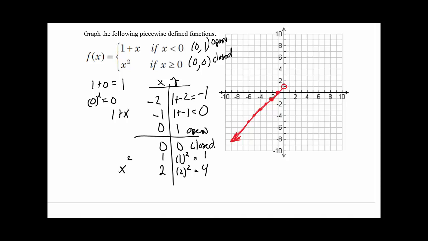And then I want to look at the other half. The other half, 0, 0, and that's closed. Then 1, 1, then 2, 4. And so I can see it's going to be this little curved parabola type thing on that side. And so that's a picture of that graph.